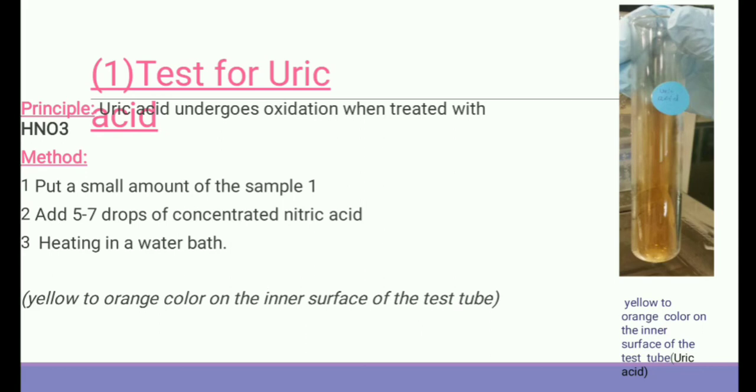Test for uric acid stones. Uric acid undergoes oxidation when treated with HNO3. Procedure: put a small amount of sample 1, add 5 to 7 drops of concentrated nitric acid, then heat in the water bath. Yellow to orange color on the inner surface of the test tube indicates the presence of uric acid stones.